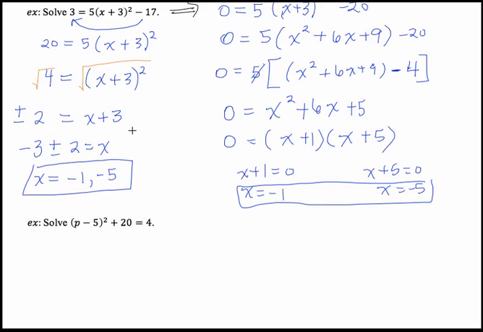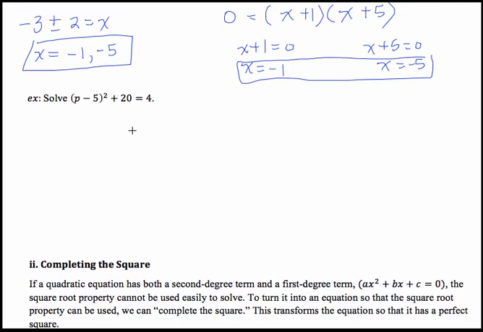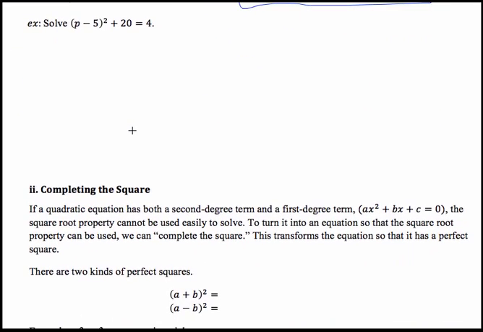Okay, so let's do this one using the square root property. Pause the video and try it on your own first. So we have p minus 5 all squared plus 20 equals 4. So I'm going to move the 20 over. So p minus 5 all squared equals negative 16.